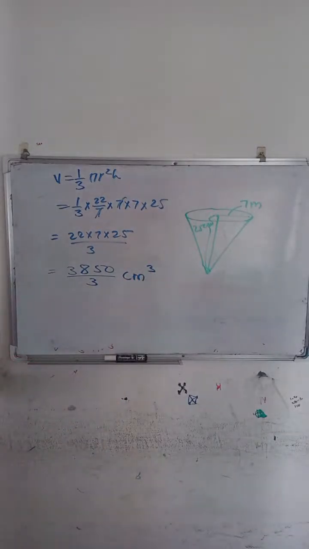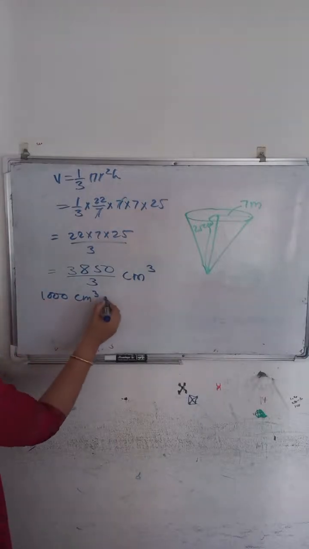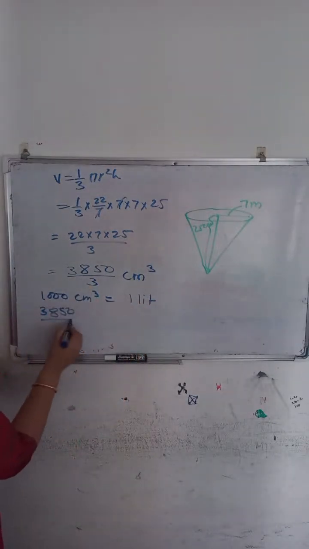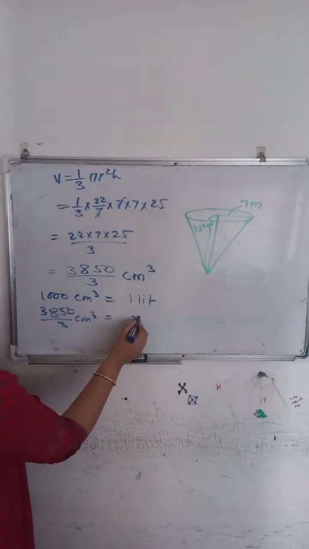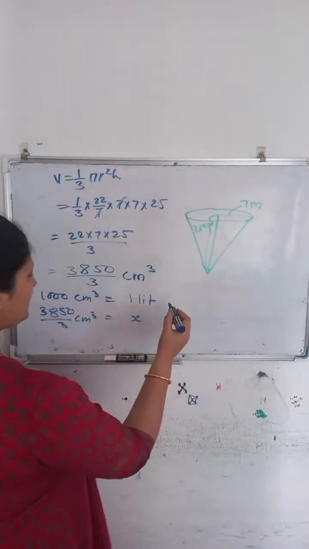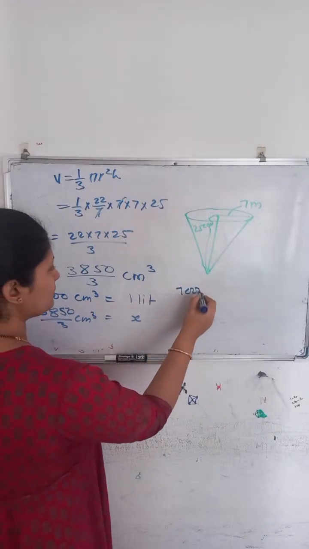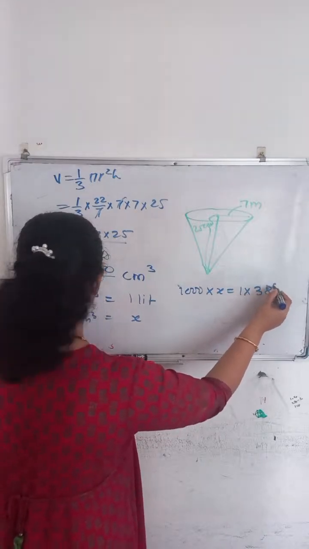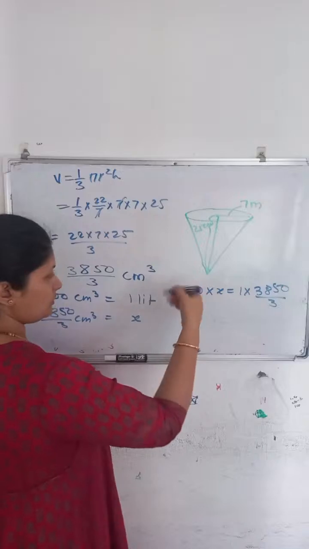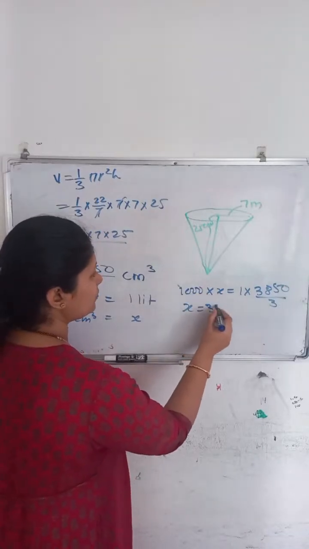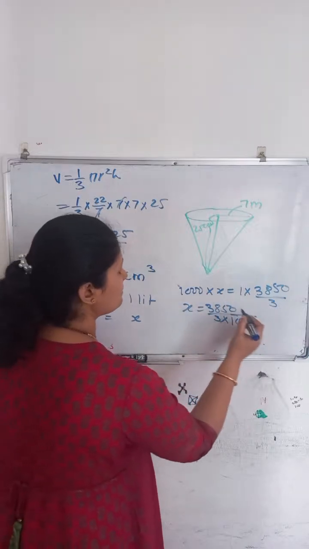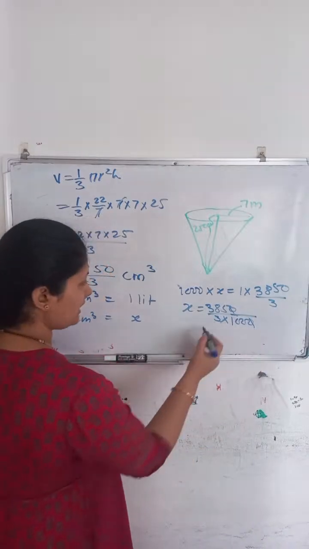Now they are asking us to convert this into liters. At the beginning I told you 1000 centimeter cube is equal to 1 liter. Then 3850 by 3 centimeter cube means how many liters? So take a cross multiplication. 1000 into x is equal to 1 into 3850 divided by 3. Transpose this 1000 over there, so it gets divided over there. This 0 gets cancelled.